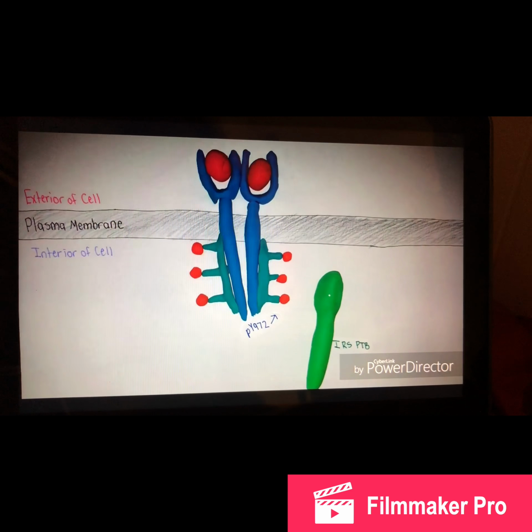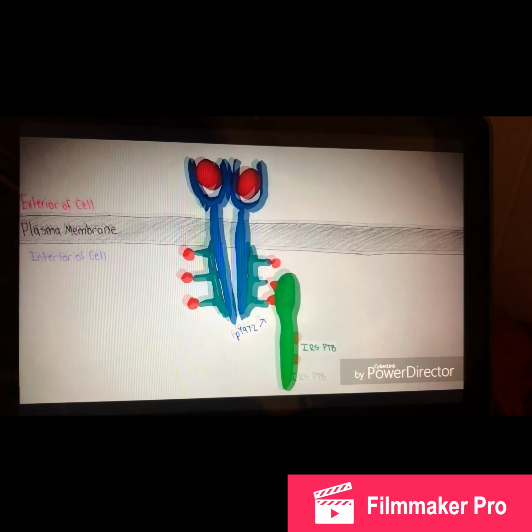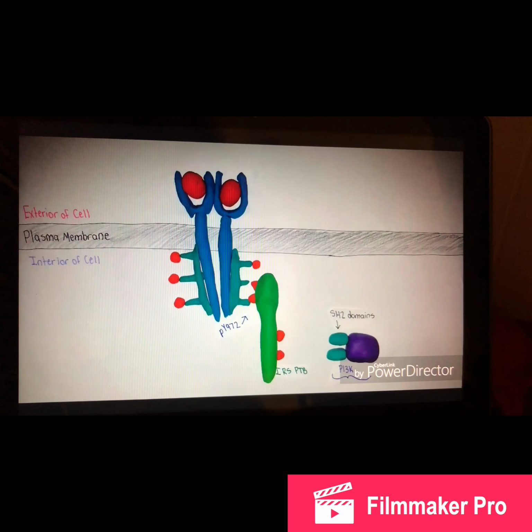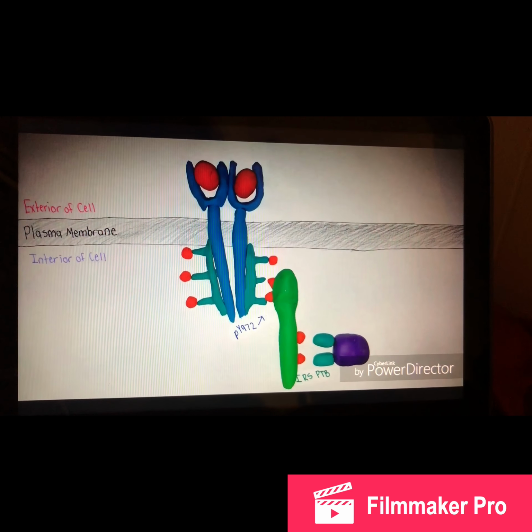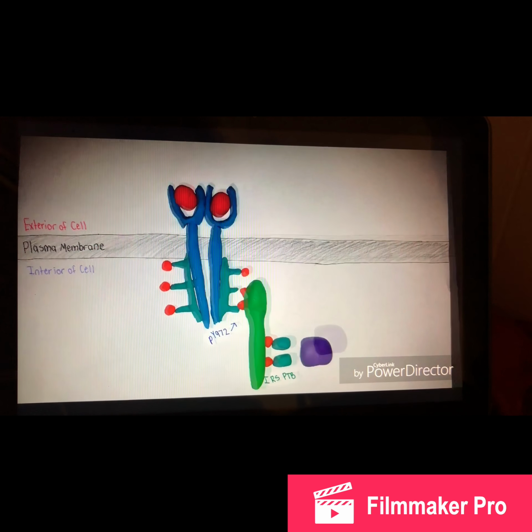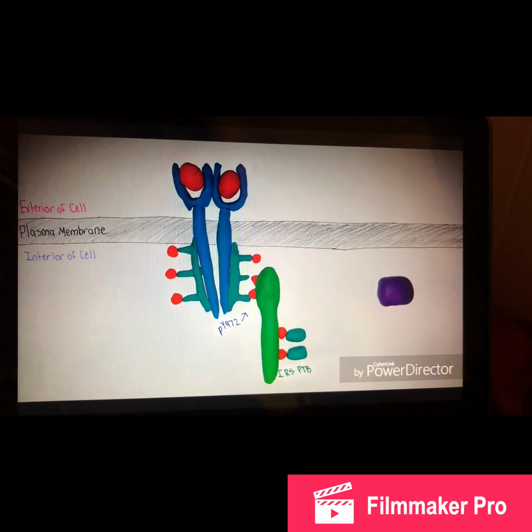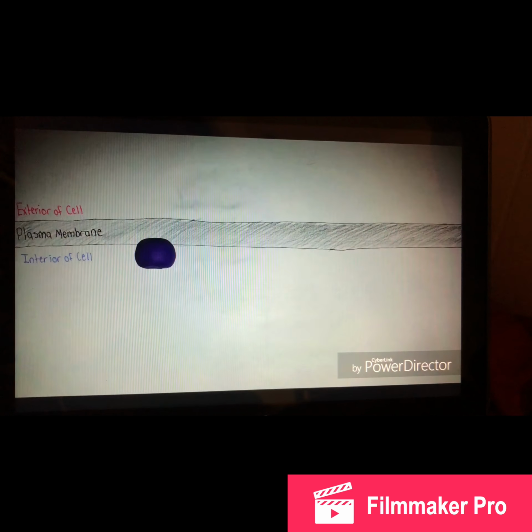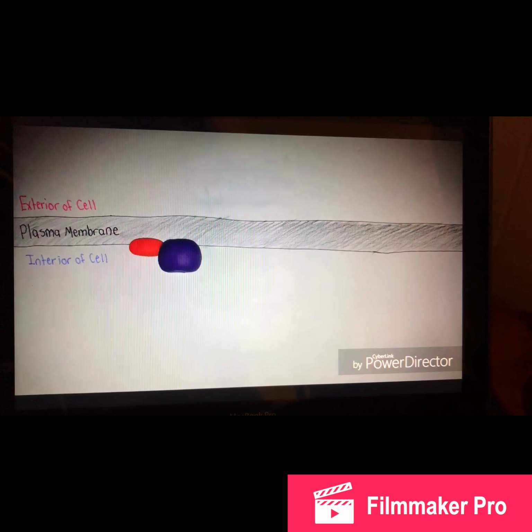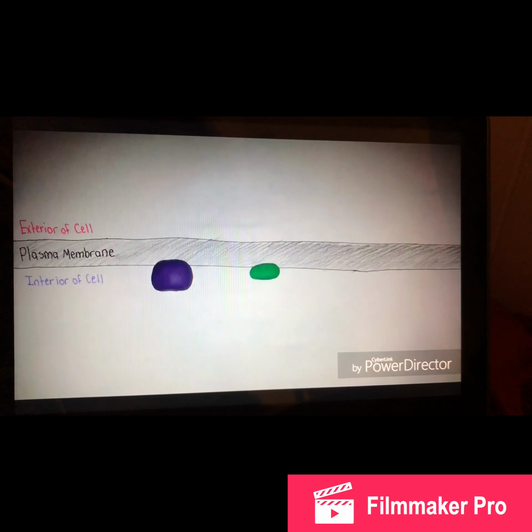Once activated, the IRS-PTB molecule binds to the PY972 part of the receptor and becomes phosphorylated. PI3K-SH2 domains bind to the molecule and become phosphorylated. P110 of the PI3K molecule leaves to the plasma membrane. Then, P110 phosphorylates the PIP2 molecule to form PIP3.